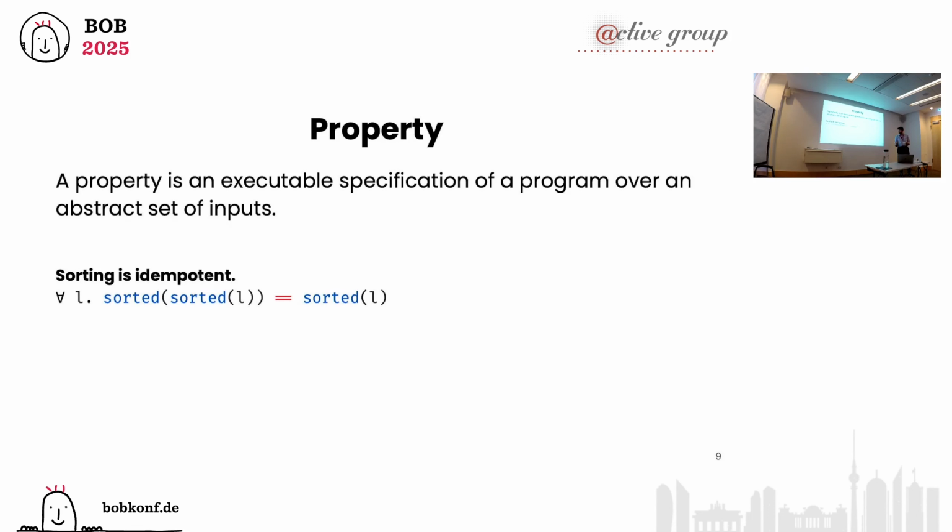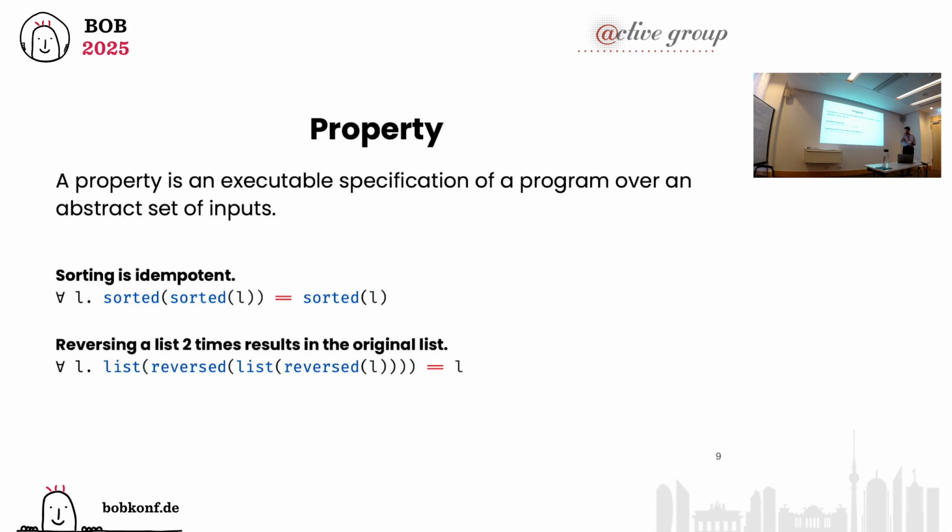So some other properties that you might have already realized or encountered in some form: idempotency is a very important one. We see it a lot. That means that when you apply a function twice on something, the result is the same as applying it once. So sorting is an idempotent operation. And the classic example that also exists in the original QuickCheck is reversing a list twice gives you back the original list.